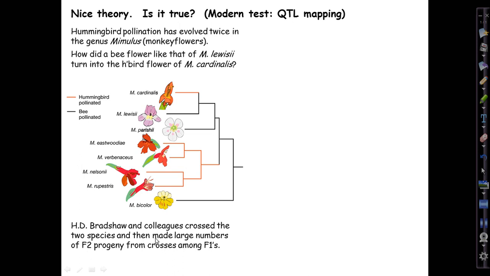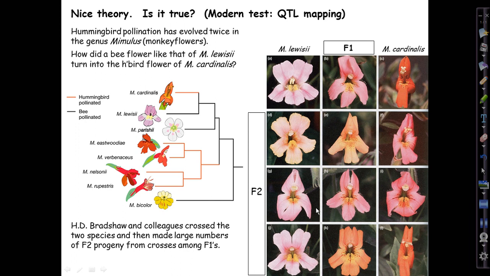Bradshaw and colleagues said, all right, what's causing this difference in flower morphology and other traits that are related to attracting hummingbirds on the one hand and bees on the other? How did that difference evolve? That was their question. Okay, so they crossed cardinalis and lewisii and then made large numbers of F2 progeny by crossing the F1s.